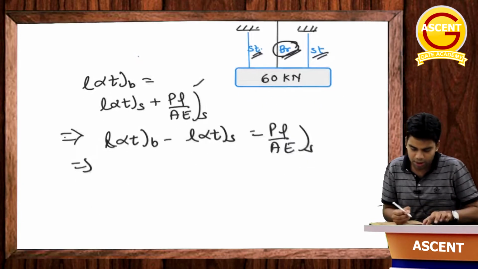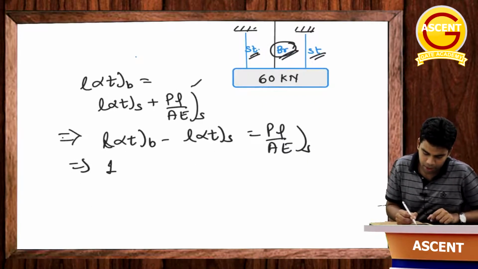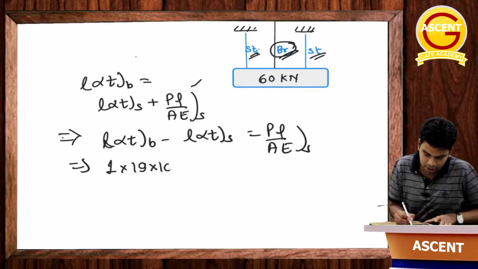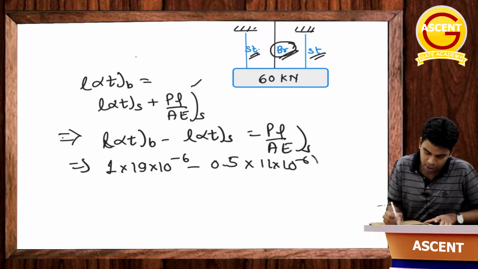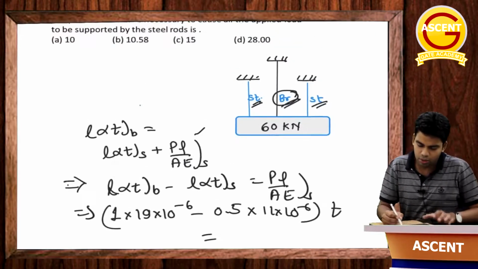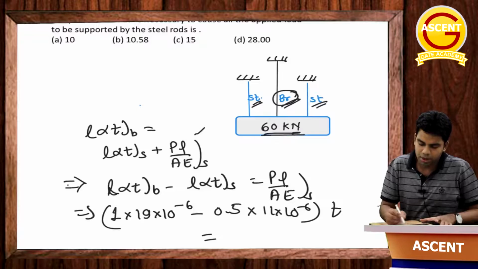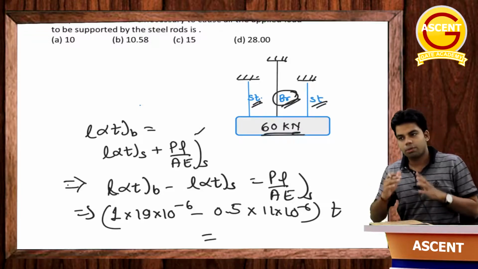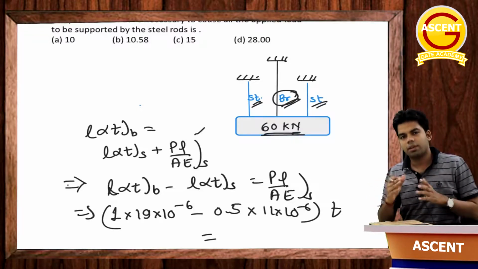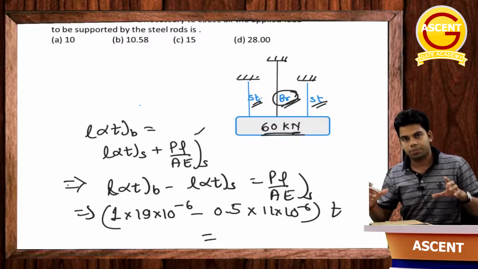Now the length of brass is 1 meter, alpha of brass is 19 into 10 raised to the power minus 6, minus the length of steel is 0.5, alpha of steel is 11 into 10 raised to the power minus 6. T will be taken as common. This is equal to PL by AE. P is the total load, which we are taking as 60 kilonewton, distributed among two steel rods. So if I am taking 60 kilonewton, I will have to take the area of both steel rods combined.